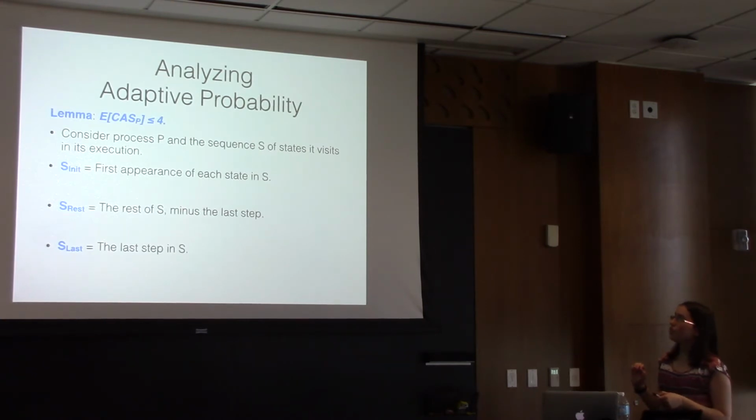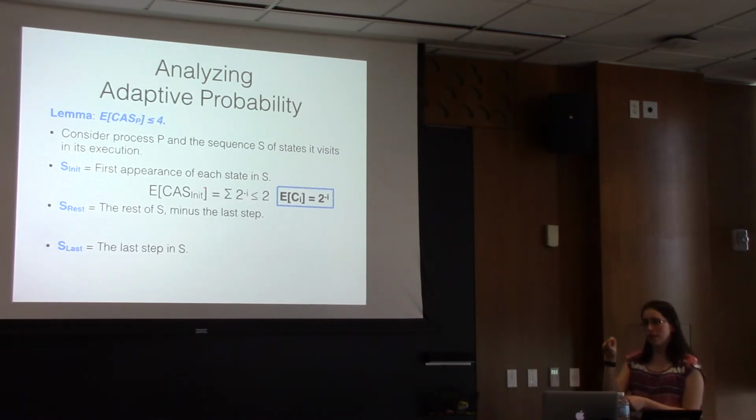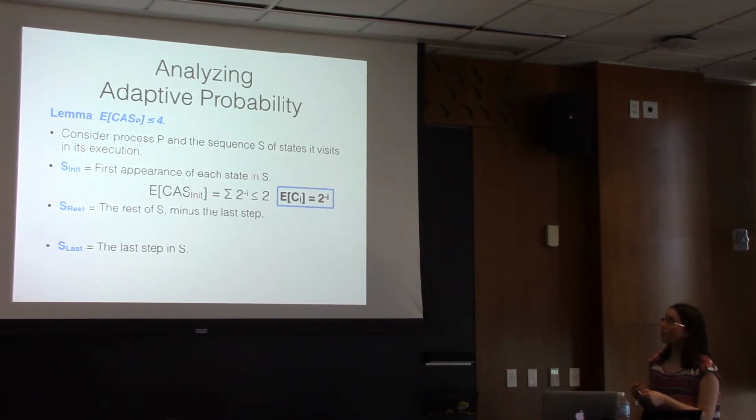So the first chunk, we're going to call it the initial chunk. That's just going to be the first appearance of every state that P visits. And then we're going to have the rest of the execution except for the last step, which we're going to analyze separately. Some of this is easy to do right now. This chunk of the execution is going to be visiting each state exactly once. And in each state, the probability that it will cast is exactly 2 to the minus i for state i. So we have the sum of 2 to the minus i, as i increases, and we know this is a geometric sequence and is less than or equal to 2.